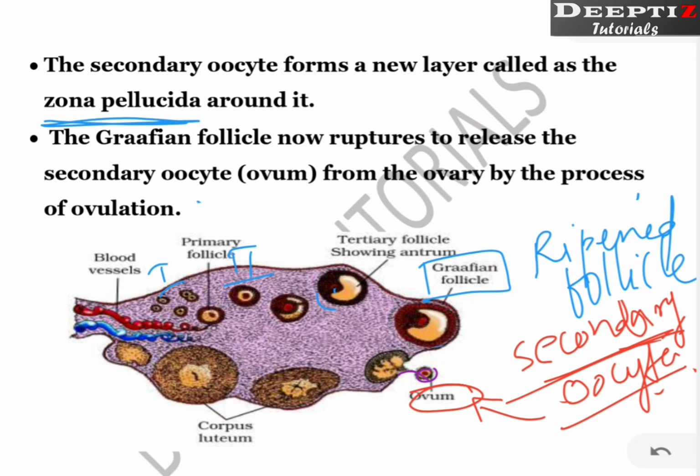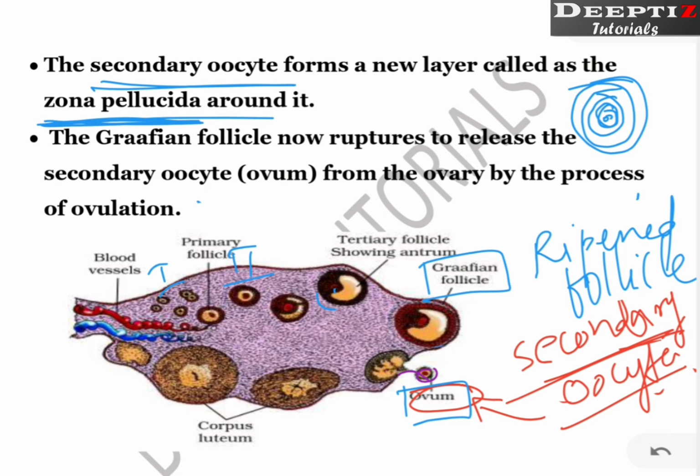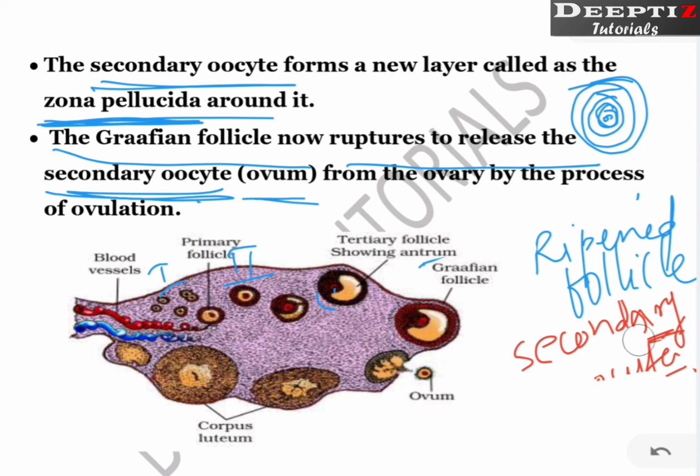So what all things will be there? If this is the secondary oocyte, first the zona pellucida will be there, then the granulosa layer, theca layer, all these multiple layers. Once we separately study the structure of the secondary oocyte or the completely developed ovum, we will understand what the zona pellucida is. Now the Graafian follicle ruptures to release the secondary oocyte, in bracket it is written ovum.